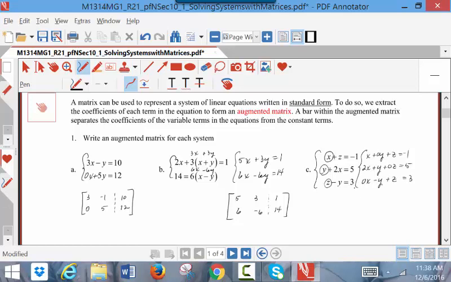So this is the same system of equations where everything is written in standard form, and you want it all written in complete standard form before you convert it to an augmented matrix.